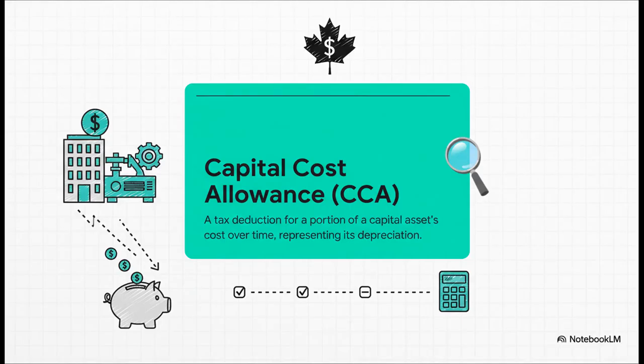So what are we really talking about here? Well, think of it like this. When a business buys a major asset, let's say a new building or a big piece of machinery, it can't just deduct that entire cost in the year of purchase. Instead, the tax system uses CCA to let the business deduct a portion of that cost each year. This reflects the asset's gradual loss of value. It's basically the tax world's version of depreciation.